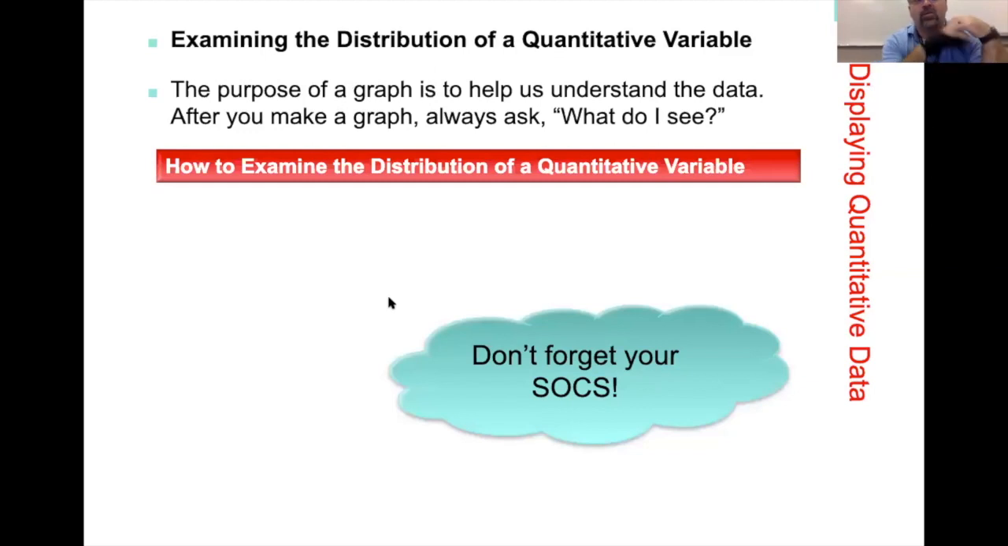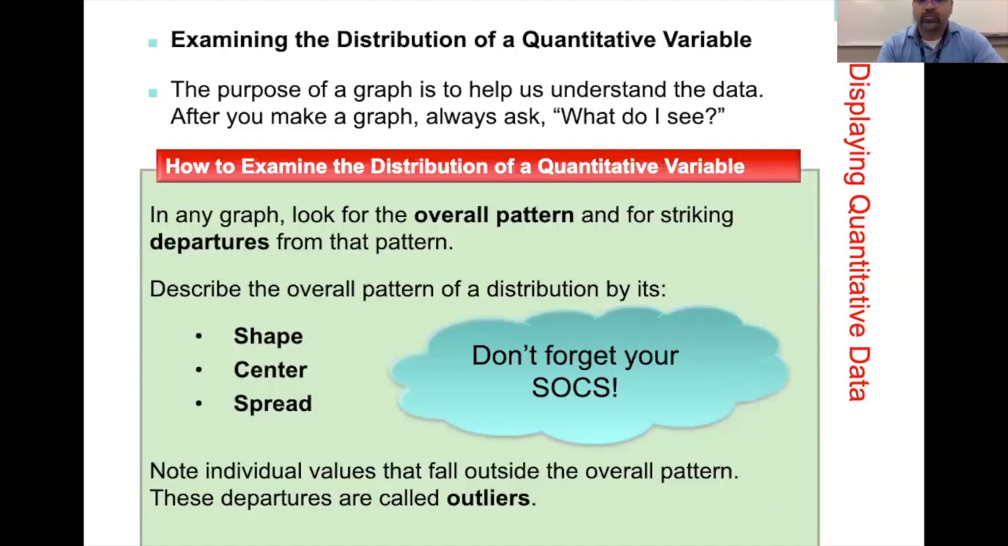So I mentioned earlier, describing. And I should say that our author in our book, Dr. Starnes, likes acronyms to help you remember things. And so the first one that we're really going to hit hard, and we'll be continually hitting throughout the year, is SOCS. That's going to help us remember what to do when we're asked to describe a distribution. The key phrase I'll say is, what are you going to need for that? Don't forget your SOCS. What does it stand for? The first S stands for shape.